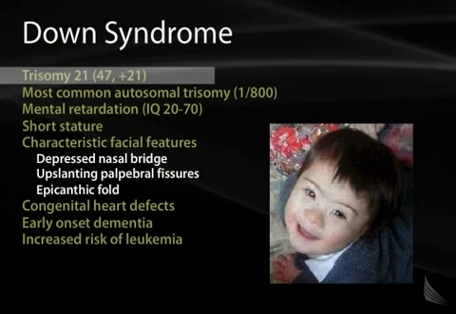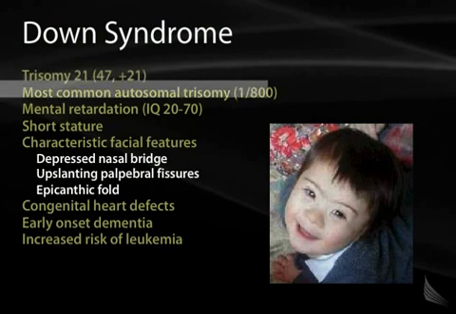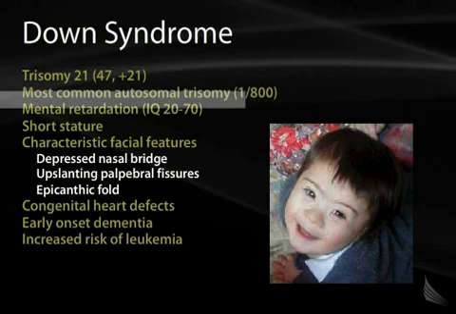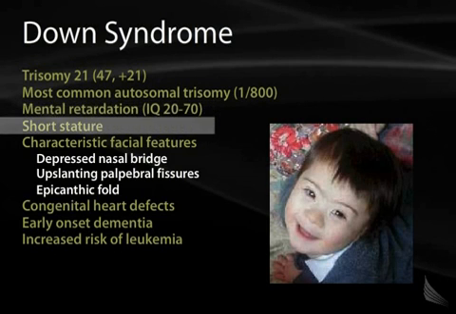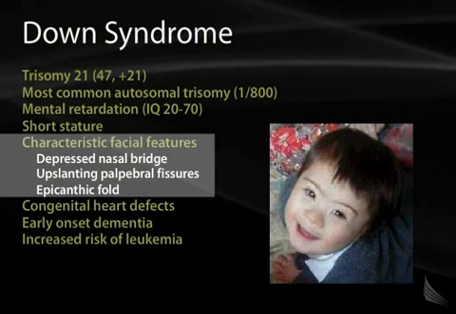So, if that is trisomy 21, very common, Down syndrome, let's look at a few of these characteristics. Most common autosomal trisomy, 1 in 800 live births result in a trisomic chromosome 21. Features that you see here: mental retardation of varying degrees, IQs anywhere from 20 to 70, short stature, the characteristic facial features that you see here in the picture, that depressed nasal bridge, the upslanting palpebral fissures, and the epicanthic folds.